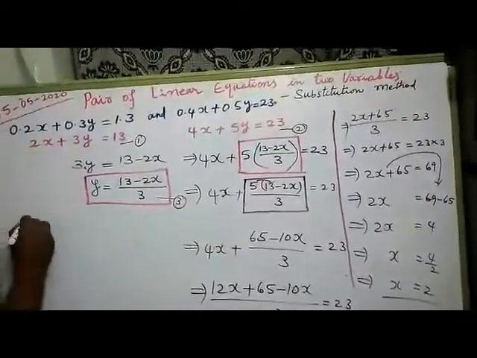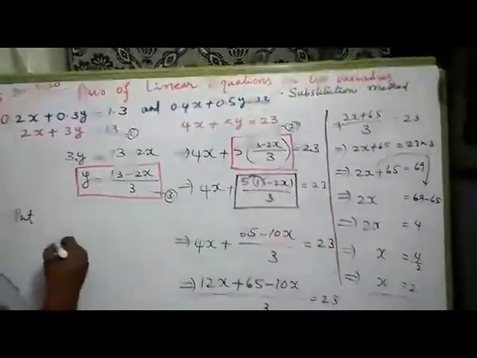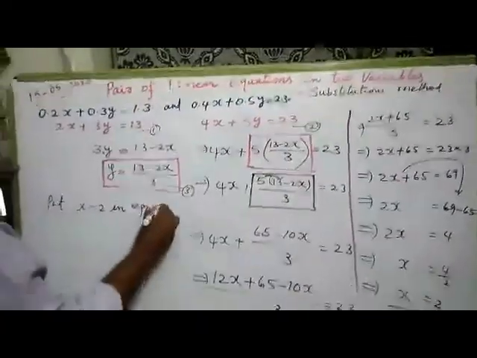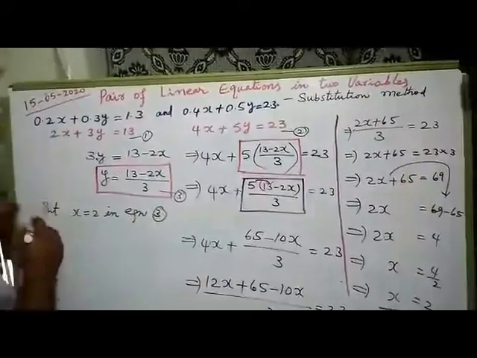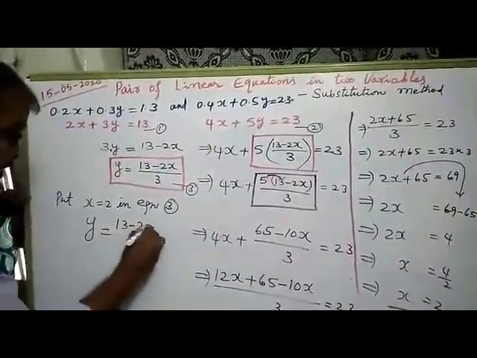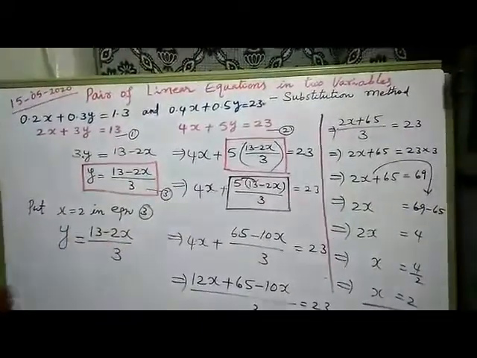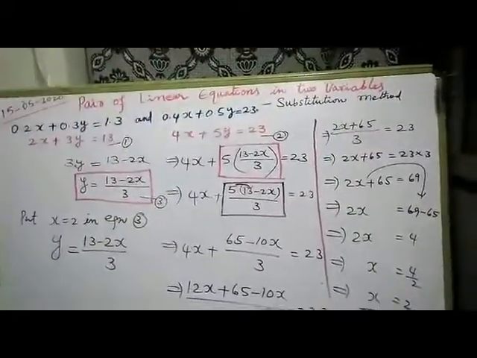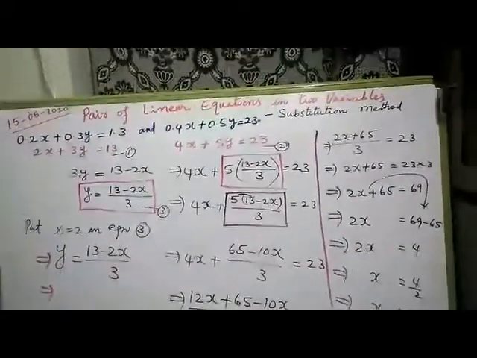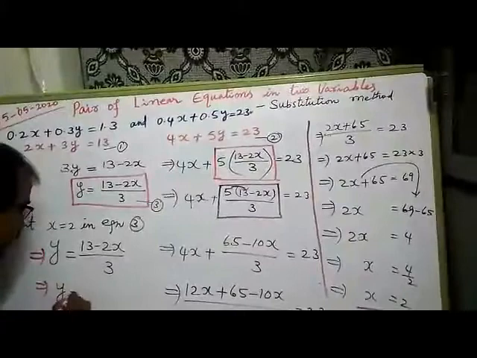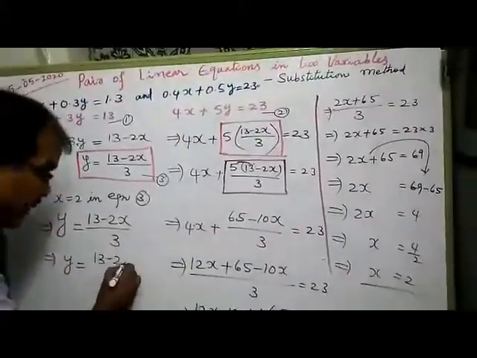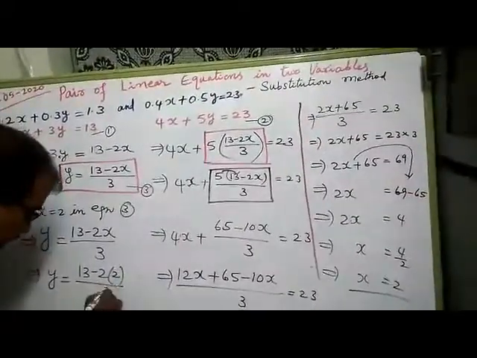So put x is equal to 2 in equation 3. What is equation 3? Again I am writing y is equal to (13 minus 2x) by 3. That implies y is equal to 13 minus 2 into x, the x value 2, by 3.